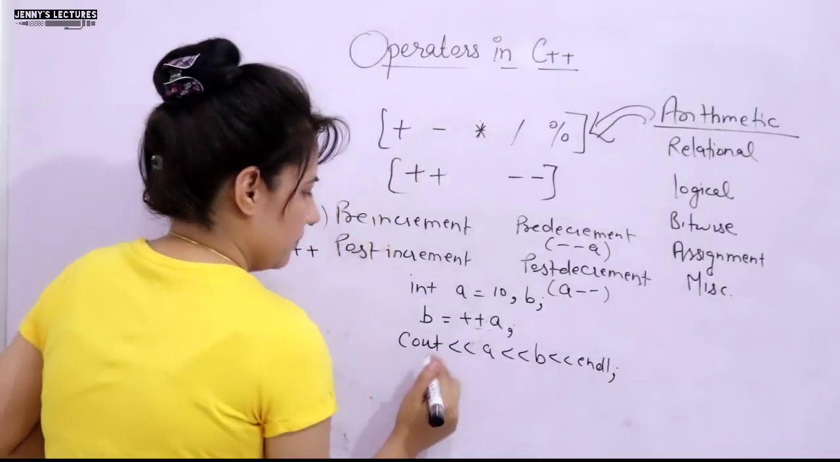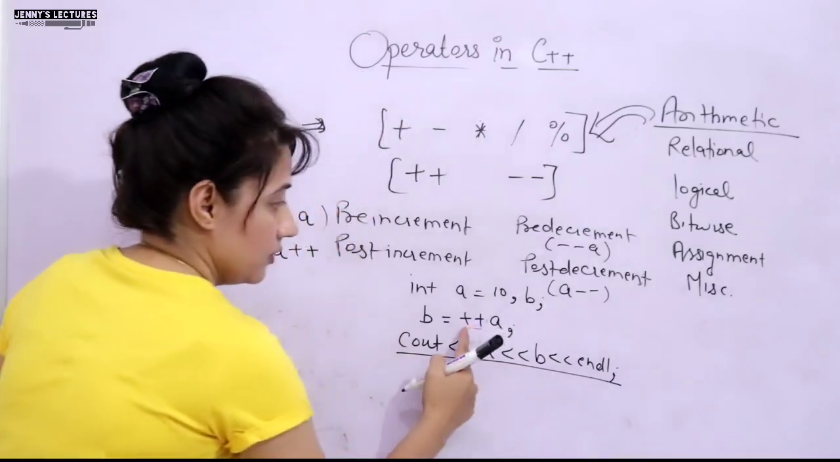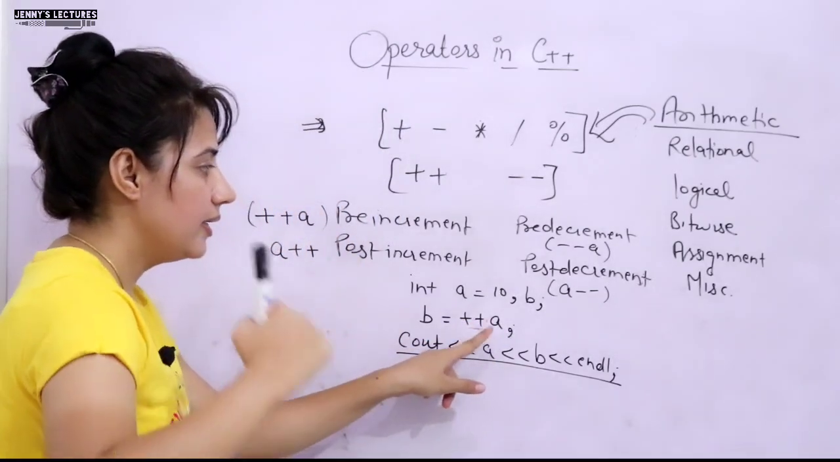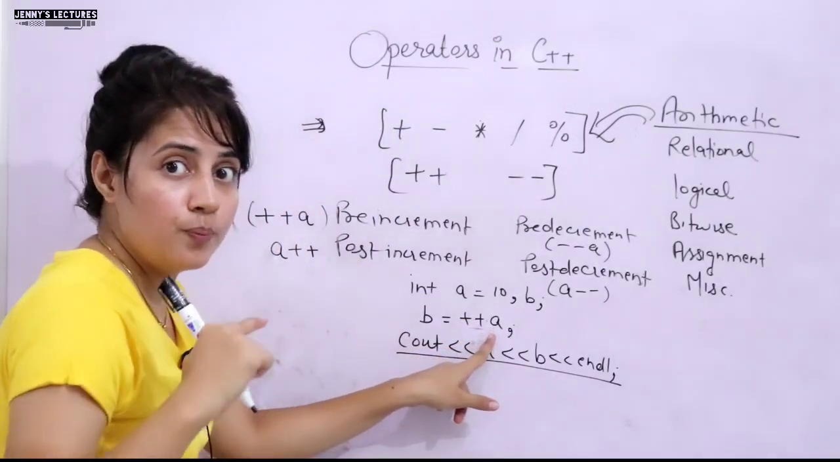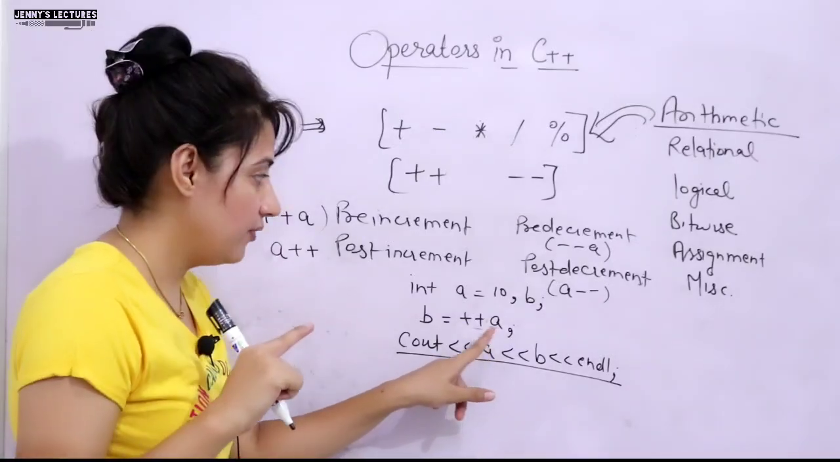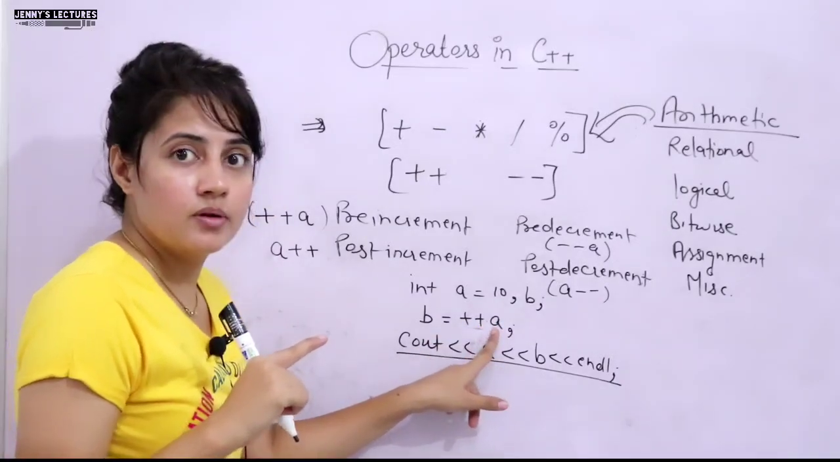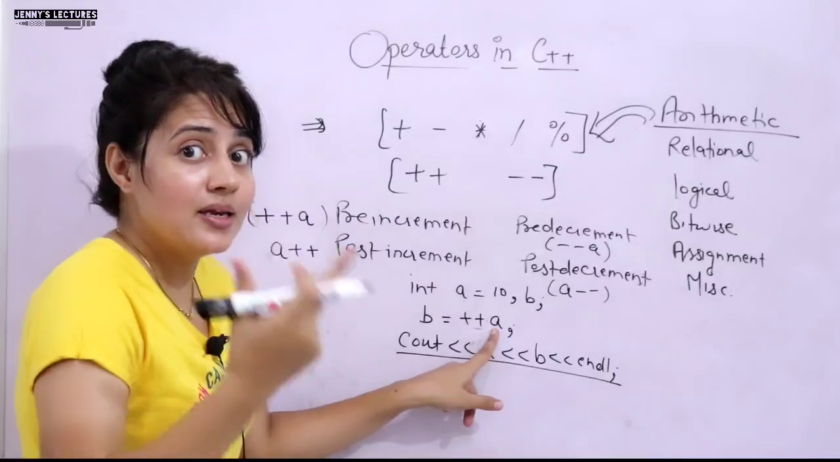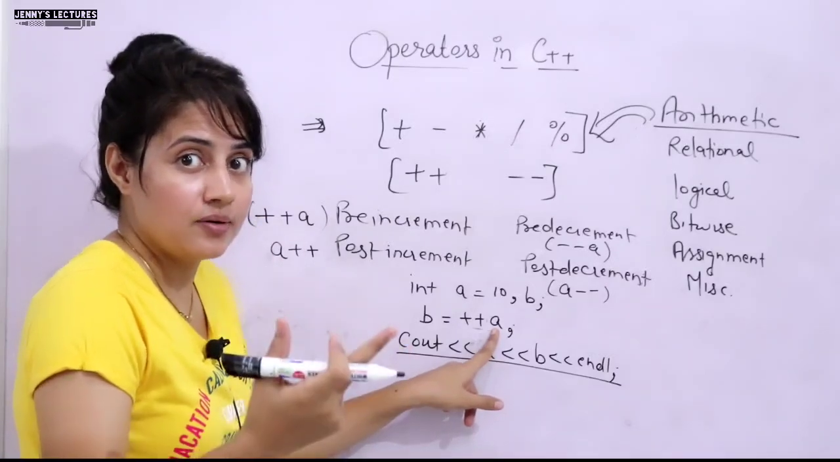What would be the value of b? What value would be printed? See, first of all, this is pre-increment. Pre-increment means first it will take the value. Plus plus a means 10: first the value would be incremented, so 10 becomes 11.